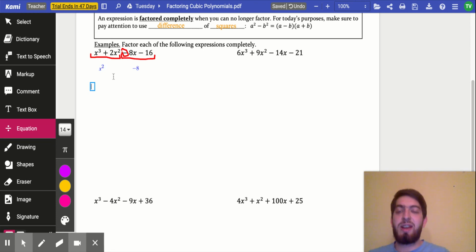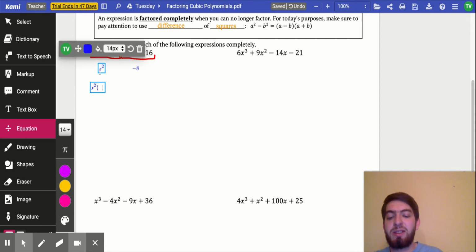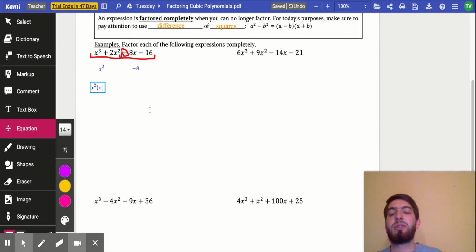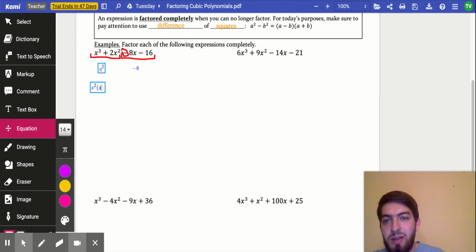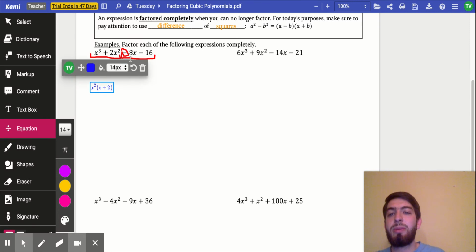So let's actually factor those GCFs out. We pull out an x squared from here, and then divide x to the 3rd divided by x to the 2nd gives us x to the 1st, or just x, right? Those are our exponent rules coming back into play. Over here, dividing 2x squared by x squared, these cancel out and just leave us with positive 2. So we get x squared times x plus 2.